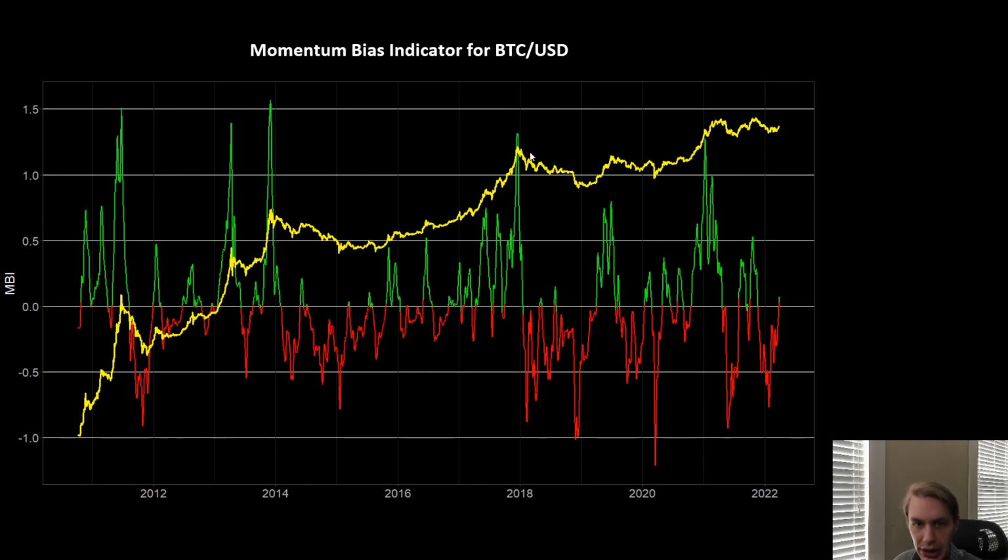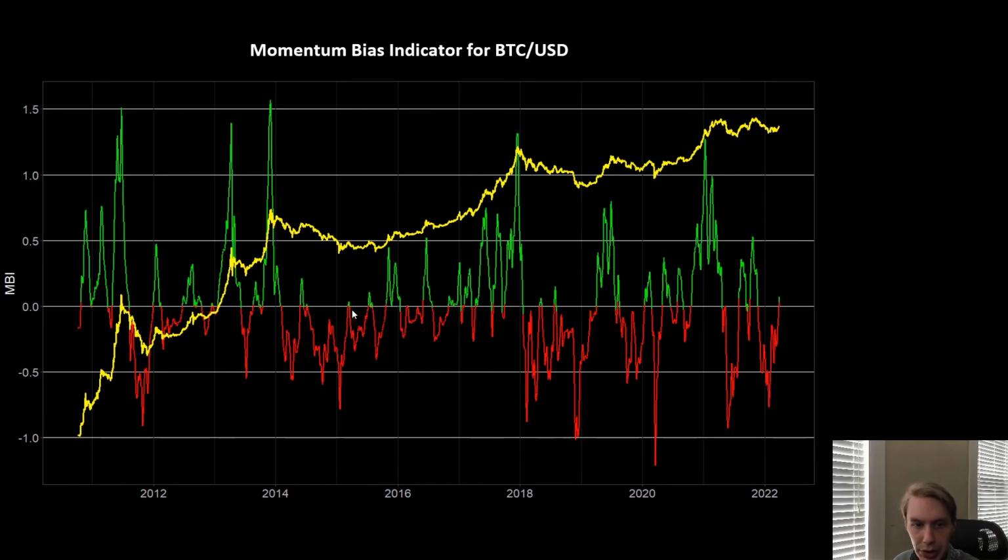You can see that in the run up through 2017, we're spending a lot more time in the green than we were in the red. And then the same thing going up here into this bull run up here. More time in the green than in the red. Whereas then when we had this capitulation down in the red, and then we've been oscillating around zero before going down into more bearish territory.